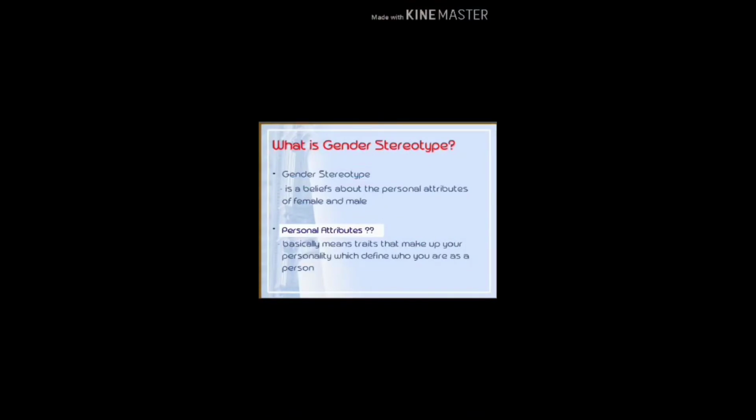What is gender stereotype? Gender stereotype is a belief about the personal attributes of female and male. Personal attributes basically means traits that make up your personality, which define who you are as a person. In short, it is all about your attitudes, your feelings, and your behaviors. They are all important because they are what makes you who you are as a person. In fact, it is what other people find in you that they may like or dislike.